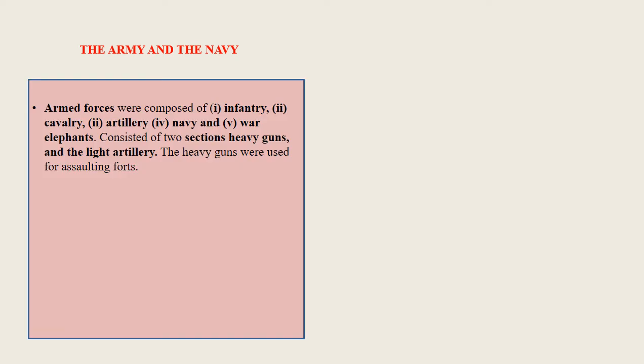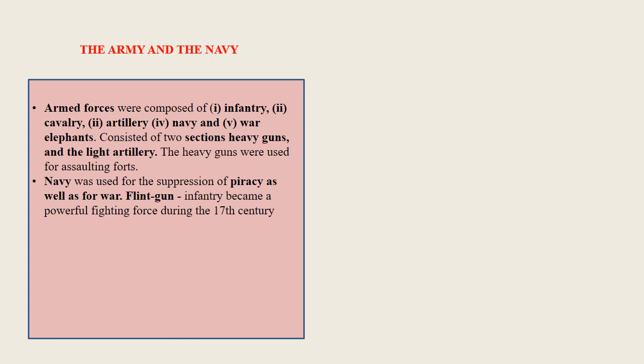The army and the navy. The armed forces were composed of infantry, cavalry, artillery, navy, and war elephants. The artillery consisted of two sections, heavy guns and light artillery. The heavy guns were used for assaulting forts. The navy was used for suppression of piracy as well as for war. With the development of flint guns, the infantry had also become a powerful fighting force during the 17th century.